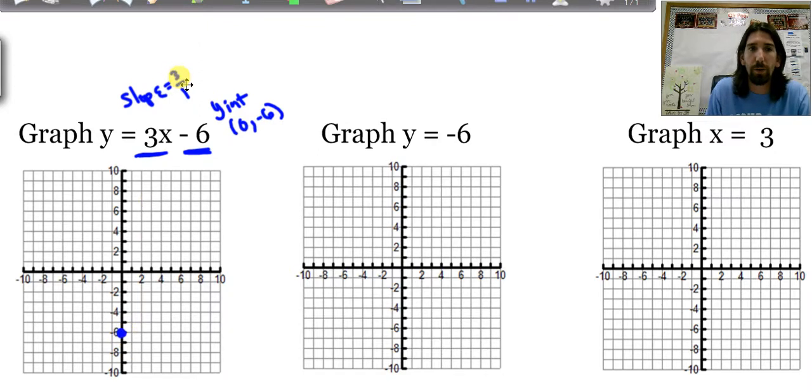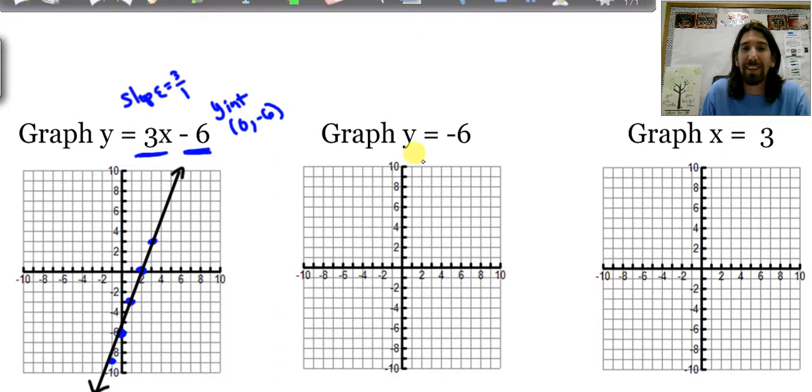And because my slope is 3 over 1, I go up 3, forward 1, up 3, forward 1. I do that a few more times, but I can also go down 3, backwards 1. Okay? And then I draw a line between those points. So that's a little bit of a review of slope-intercept form. Remember, slope-intercept form is y equals mx plus b.